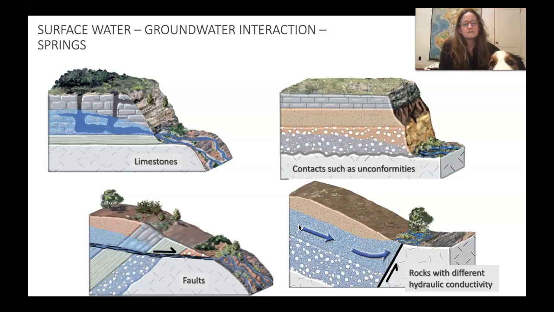And that image down below, that's a crystalline rock like a granite. It has very little permeability or porosity. And then above that are sedimentary rocks. The water has infiltrated through the sedimentary rocks, has hit that granite, and is now traveling sideways along that surface.